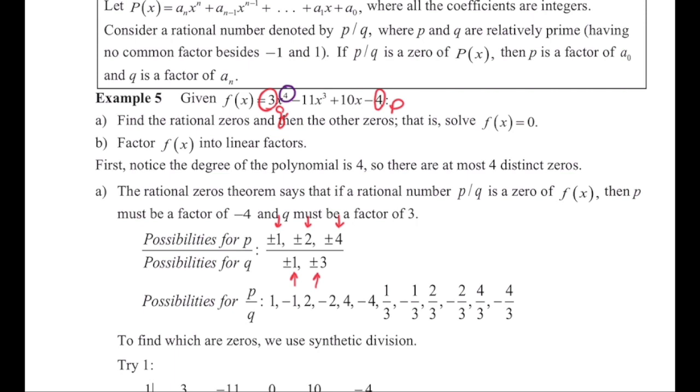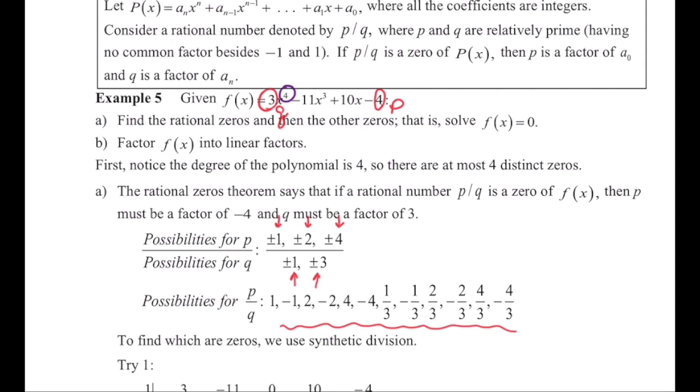So I'm going to first start by going 1 over 1, which is positive 1. 1 over negative 1 is negative 1. 2 over 1, negative 2 over 1. 4 over 1, negative 4 over 1. And I'm going to go through the list now and do everything with the denominator of 3. Positive 1/3, negative 1/3. Positive 2/3, negative 2/3. Positive 4/3, negative 4/3. So all of these are possibilities for zeros.